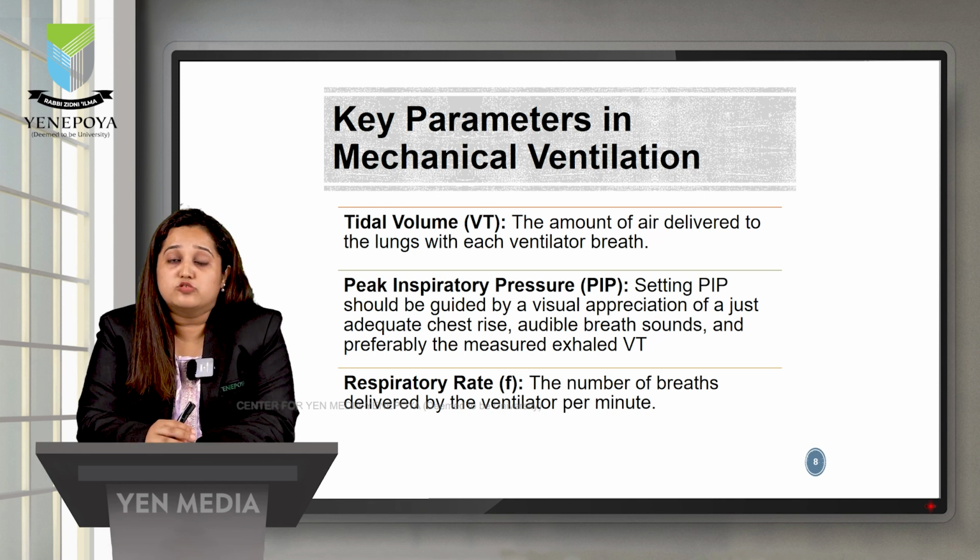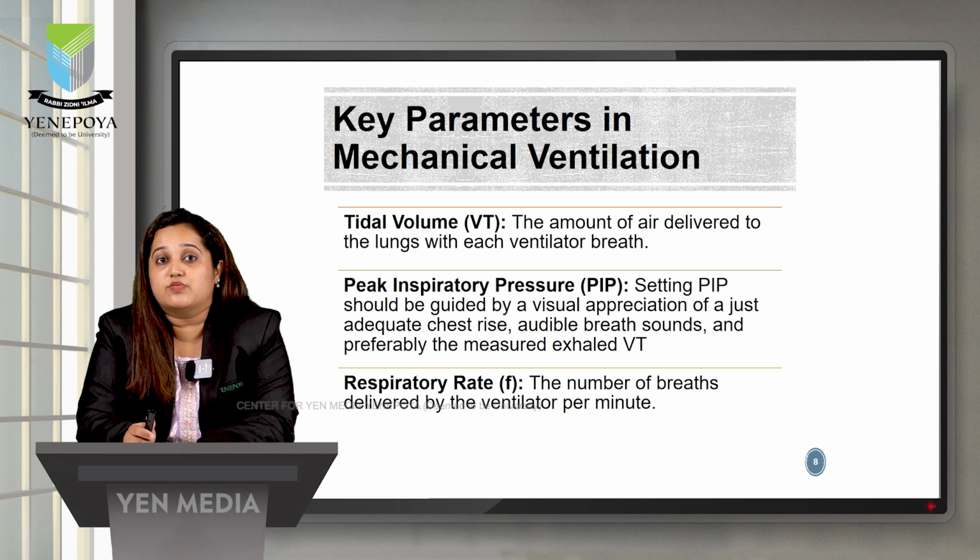So how you will get to know whether whatever PIP you have set is fine or not is, like I said, you will see an adequate chest rise, you should be able to hear audible breath sounds, and the measured exhaled tidal volume should be preferable. That means, as I said, the baby should have between 4 to 6 ml per kg, so the exhaled tidal volume should be somewhere near that value. The respiratory rate is nothing but the number of breaths delivered by the ventilator per minute.